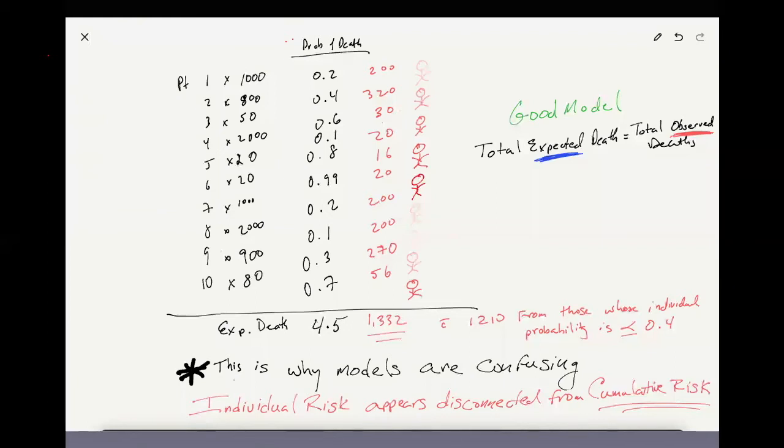And this is why models can appear to be so confusing to people, and why they can be so confusing to the public, that the majority of the people who are actually dying were individually modeled to survive. And it's important to understand that in a population model like this, in a multivariate model, individual risk appears to be disconnected from the cumulative risk.